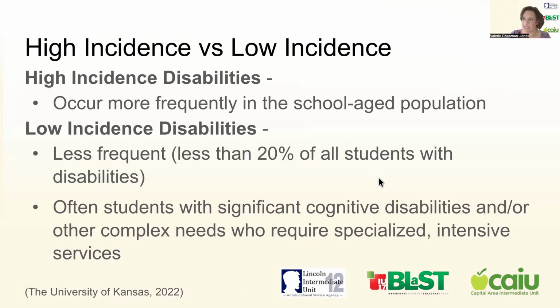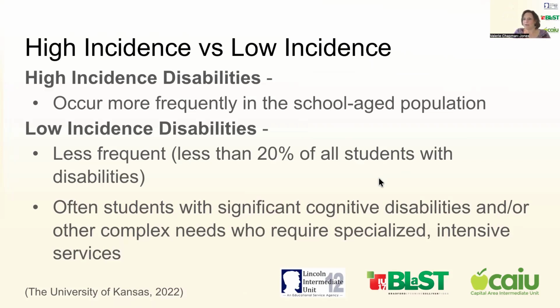Low incidence disabilities, by definition, means less frequent, of course. And the statistic they give is less than 20% of all students with disabilities. So that's the kind of number. If it's greater than 20%, it would be considered a high incidence. If it's less than 20%, it's a low incidence.